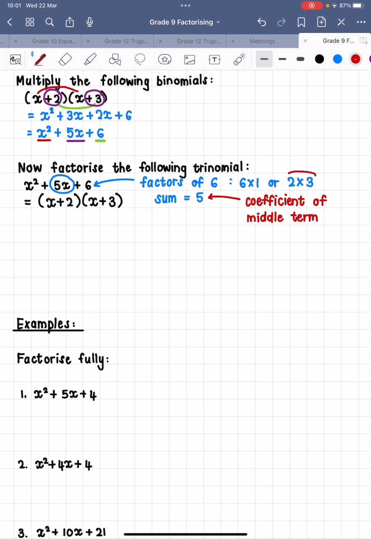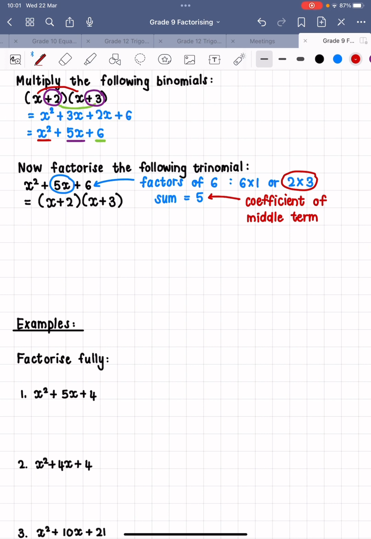The second one, hey? What sum am I going to get from 6 times 1? 7. Okay, thank you. So you can't say, oh, but ma'am, 6 minus 1 is 5. Yes, that's true, but then that's not a sum. Right? Do you understand? If you're doing 6 minus 1, we call that the difference, when you're subtracting. So it has to be the sum of the two factors that gives you 5.